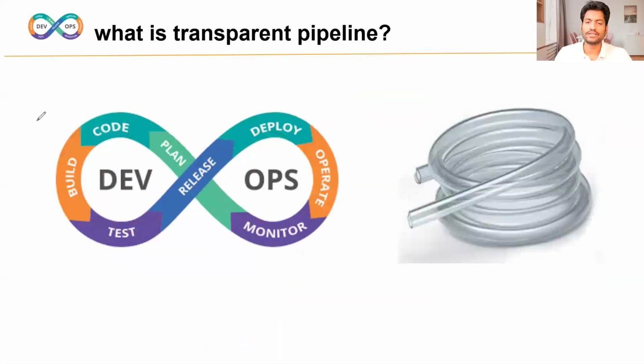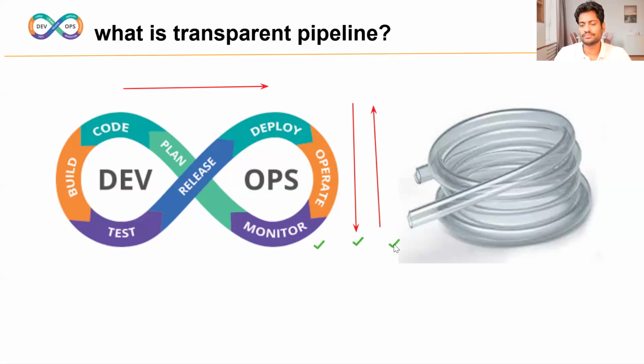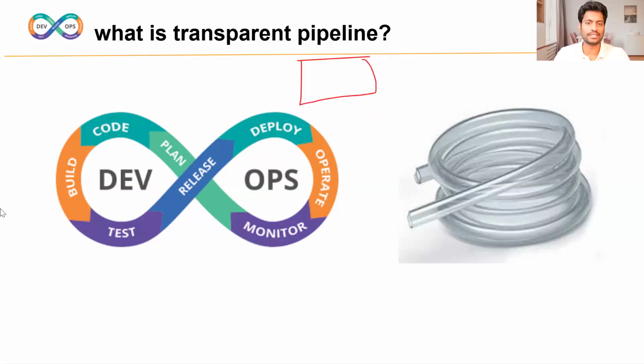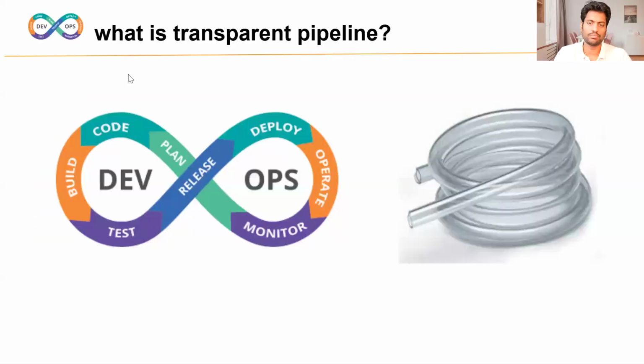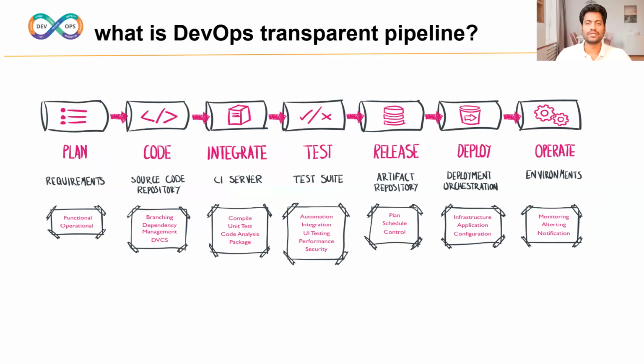Due to this transparency and automation, even if you get an issue or problem in the middle of the process, we can easily identify and easily rectify the problem, and as soon as possible we deliver our working software into the production environment. That means the cost is reduced, the quality is increased, and our customer is also satisfied. So that is the reason we replace the complex pipeline with the transparent pipeline.